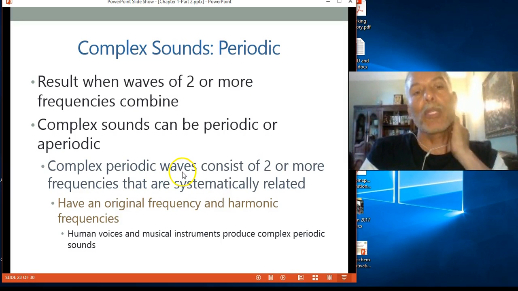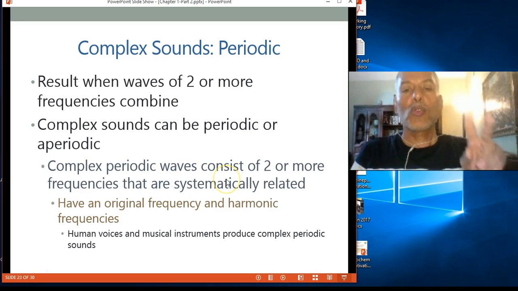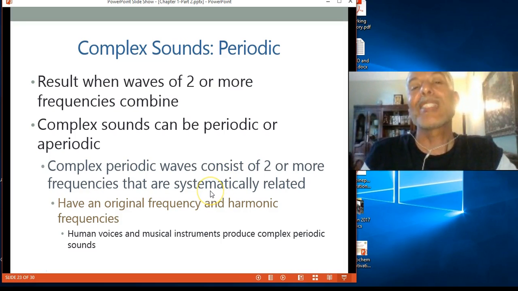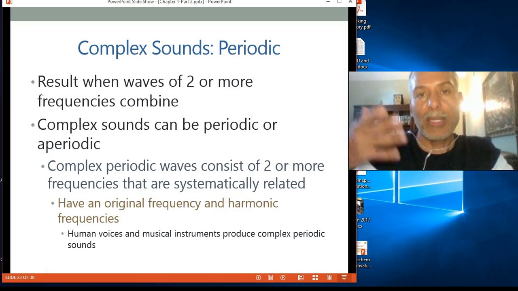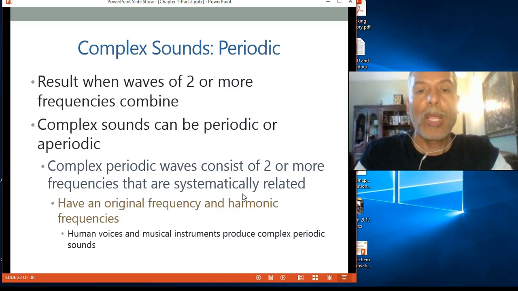So a complex periodic wave consists of two or more frequencies that are systematically related. They are similar, and they have an original frequency, and they also produce harmonics. Harmonics, again, I'm going to explain more. It's a concept that needs a lot of demonstrations.